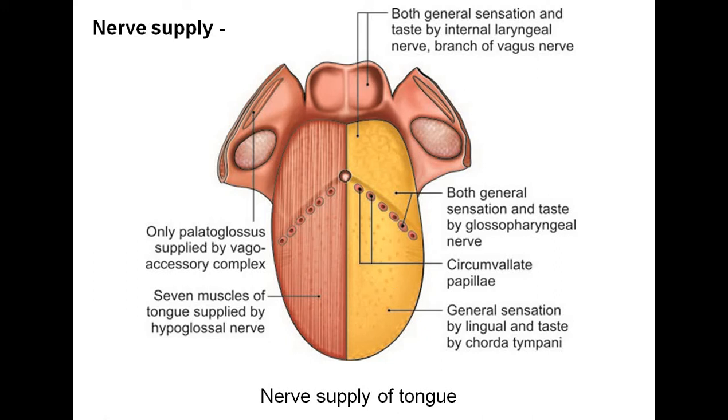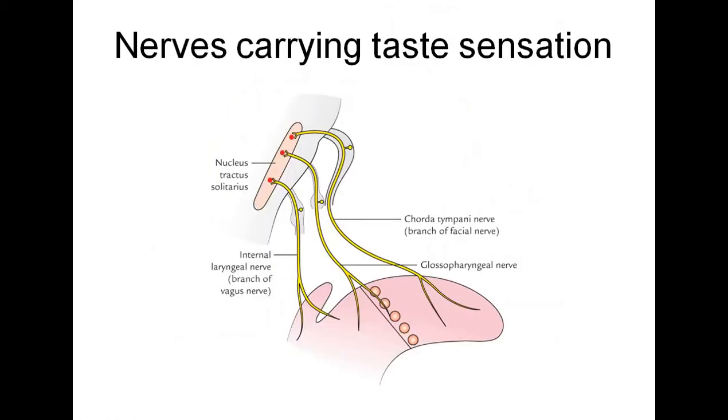The general and taste sensation from the posterior one-third part of the tongue, including the circumvallate papillae, are carried by the glossopharyngeal nerve, and general and taste sensation from the posterior most part of the tongue is carried by the vagus nerve through the internal laryngeal nerve. So out of 8 muscles, 7 muscles are supplied by the hypoglossal nerve. This is the motor supply, except the palatoglossus muscle, which is supplied by the vagoaccessory complex.